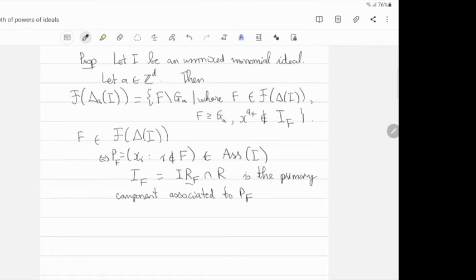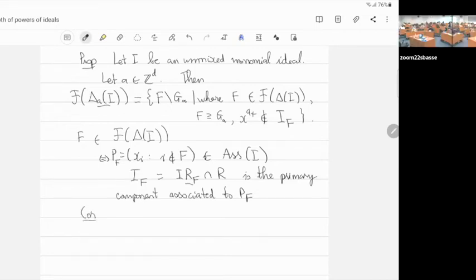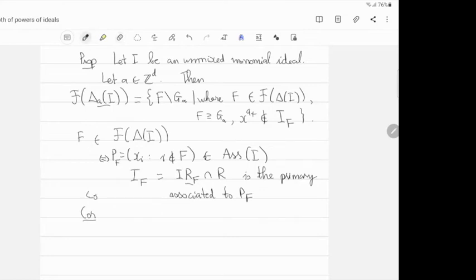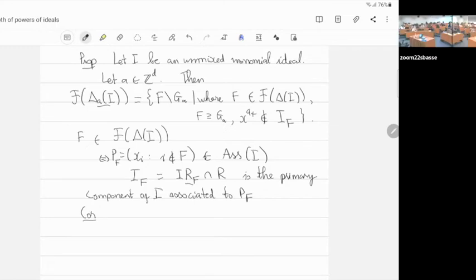So this is how you can scan all the facets of delta I. I_F is the primary component of I, right? P_F is an associated prime of I, and I is unmixed, so it has a unique primary component whose radical is P_F, and that primary component I call I_F.